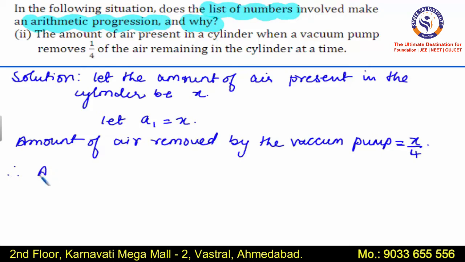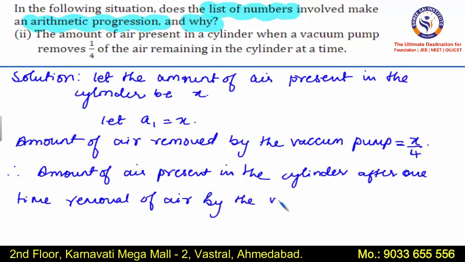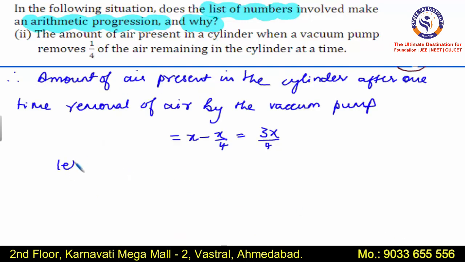Therefore, the amount of air present in the cylinder after one time removal of air by the vacuum pump is given by x minus x upon 4, which is the amount of air removed by the vacuum pump, and this is equal to 3x upon 4 on simplification. Let us denote this by A2.